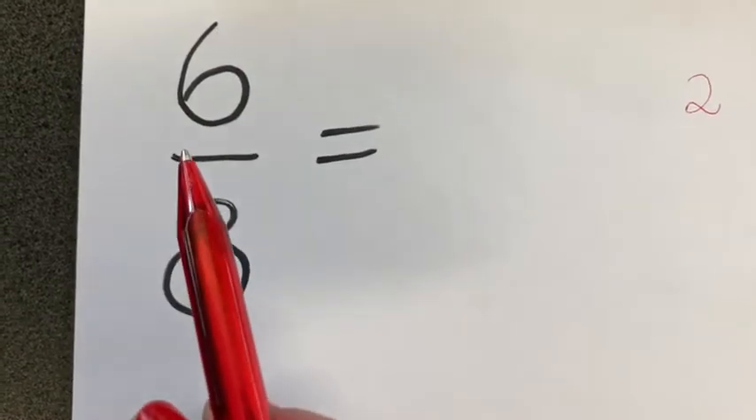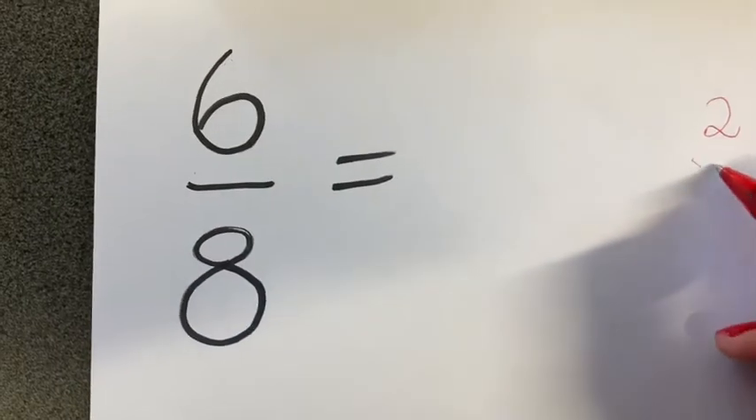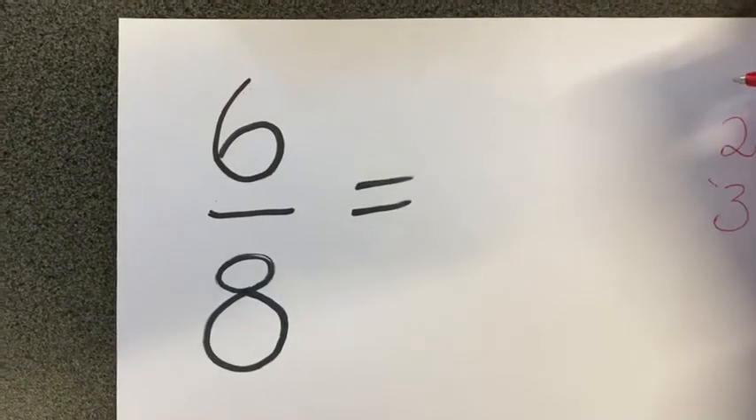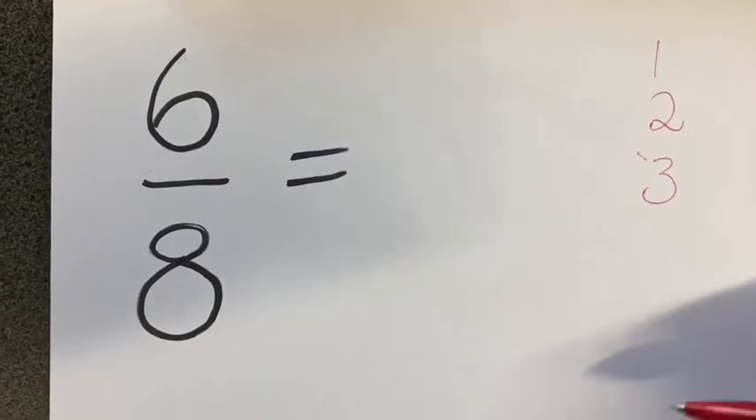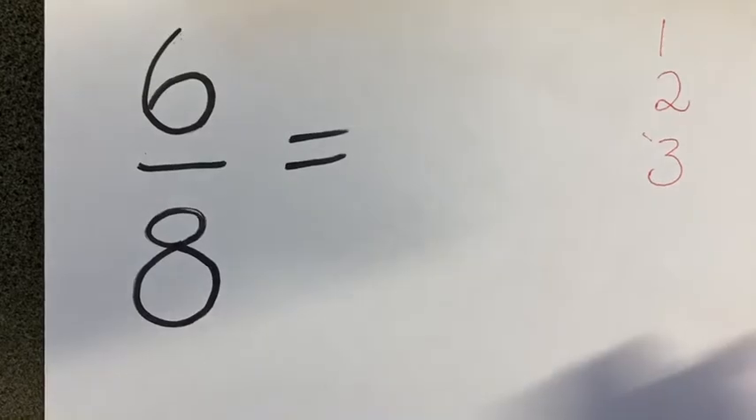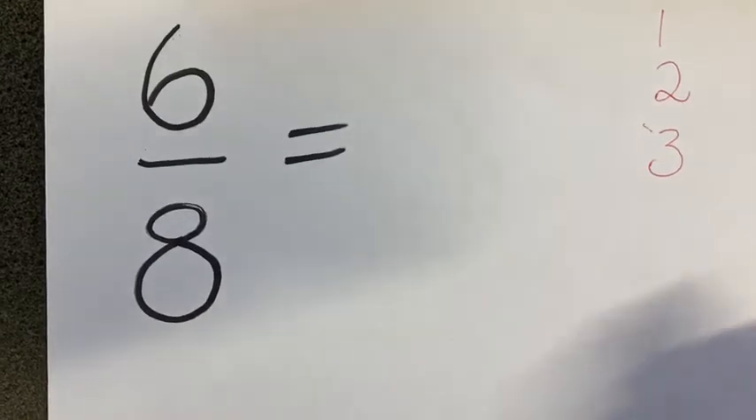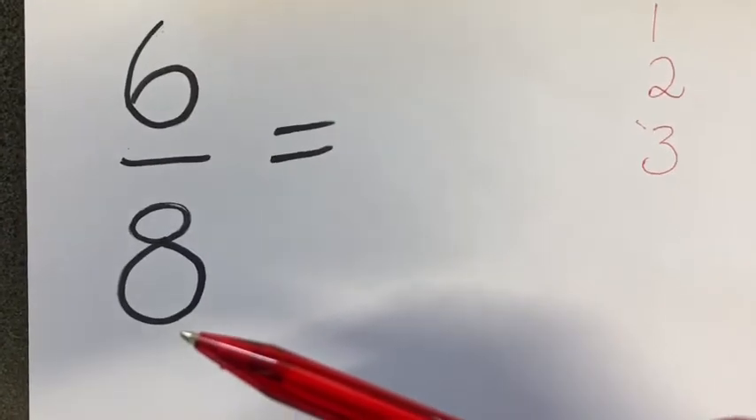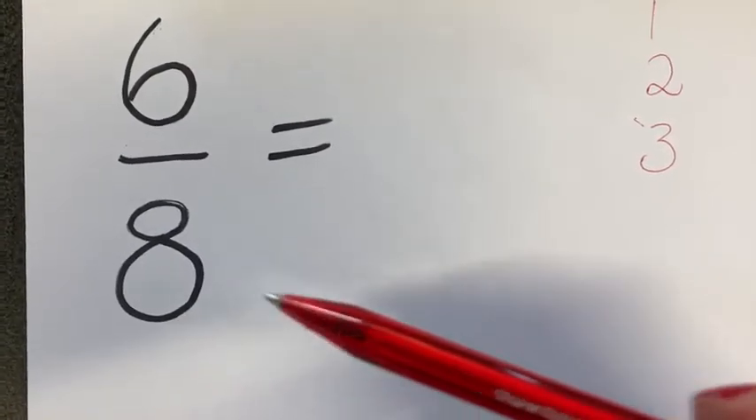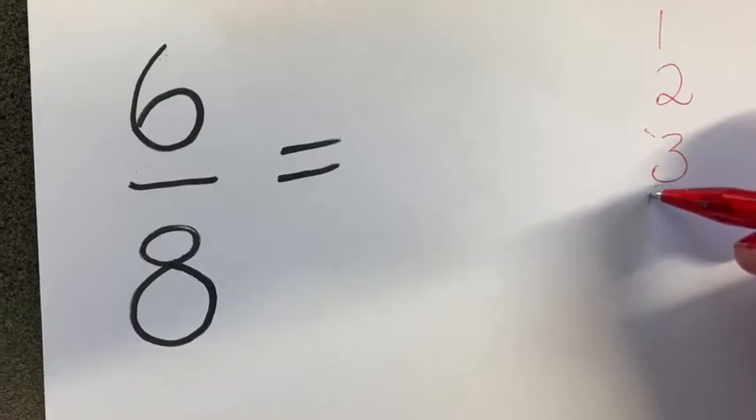Can 3 go into 6? I'm just putting the numbers here, so I would have gone 1, 2, and 3. Remember, I'm looking for the highest number on this side that can be divided into both without any remainders. 3 can go into 6 twice, but if we say 8 divided by 3, we'll have a remainder of 2. So we can't use 3.